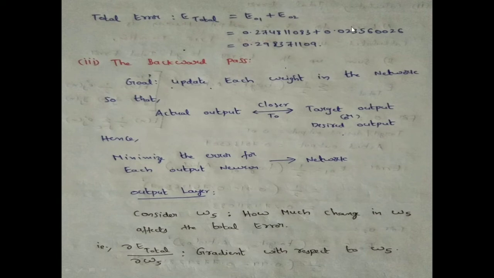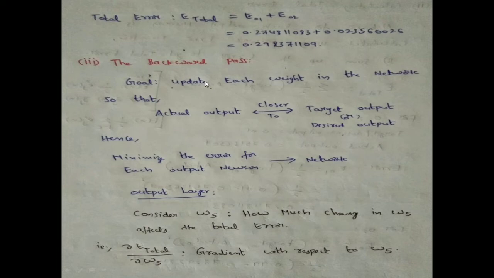So these are the values we have just now calculated. So the total error will be 0.298371109. So let us now step into the next step, which is nothing but the backward pass.